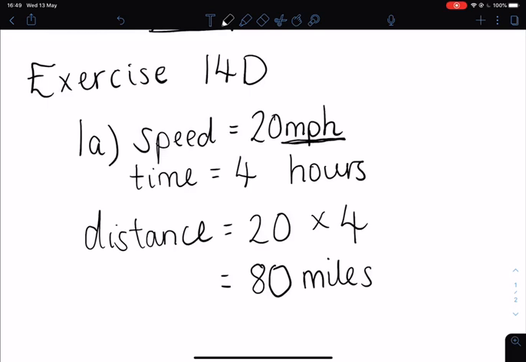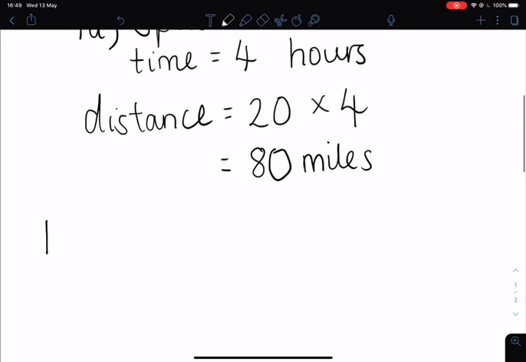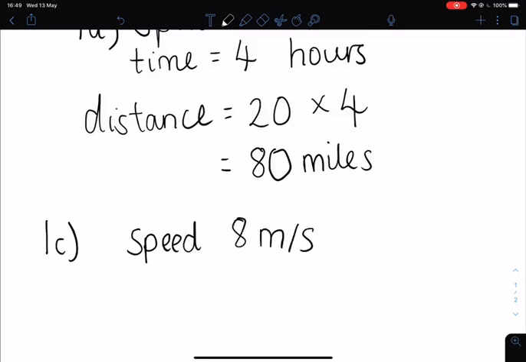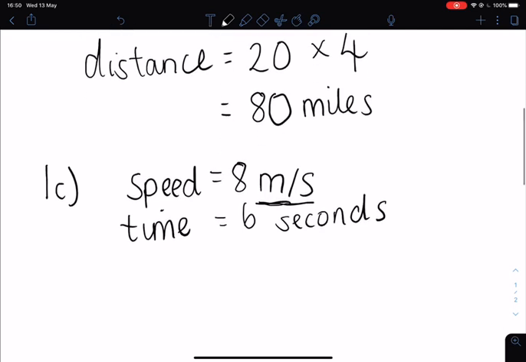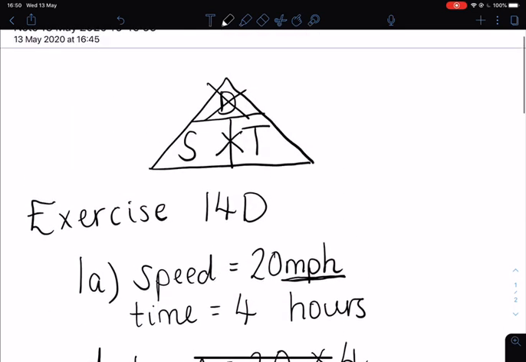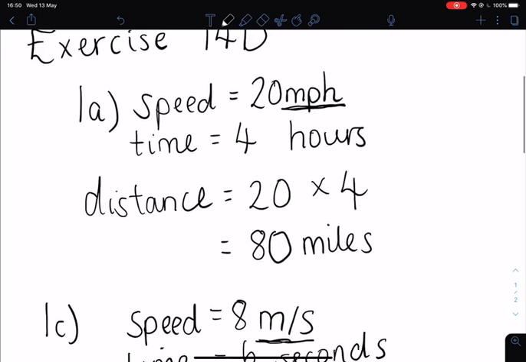Now in this example, 1C, my person has travelled at a speed of 8 meters per second, and it took them 6 seconds to do so. Okay, because our speed is measured in meters per second, we know that our person is travelling in meters. So again, if we have a look to find the distance, we need to do speed multiplied by time.